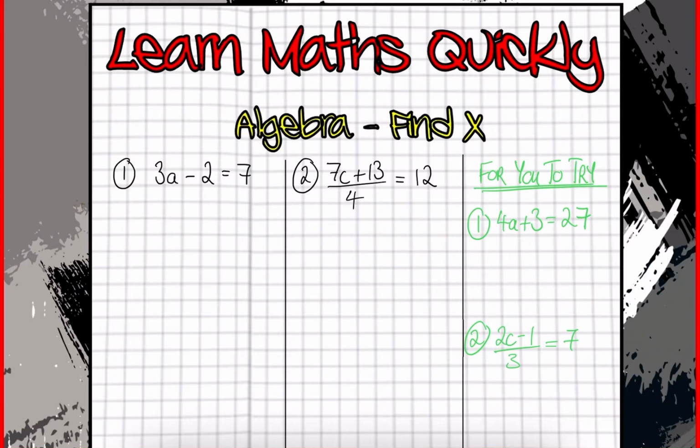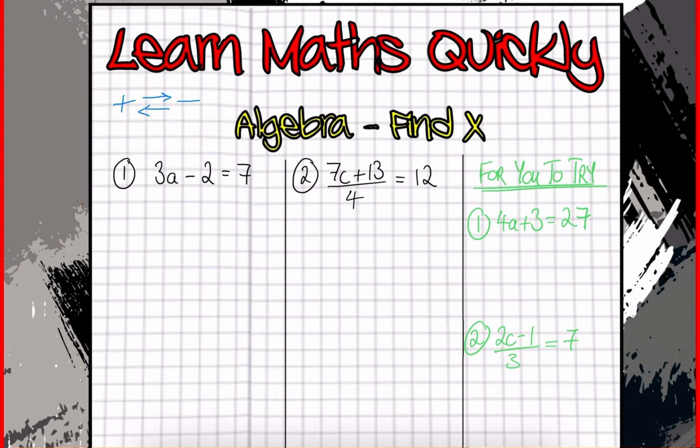When trying to find x when solving algebraic equations, the most important thing to think about is our inverse operations. So what does inverse mean? It basically means the opposite. So if you've got something where it says plus, the opposite of that is minus, and vice versa. So the opposite or inverse of minus is plus. So if ever you see a minus sign, you do a plus. If ever you see a plus sign, you do a minus.